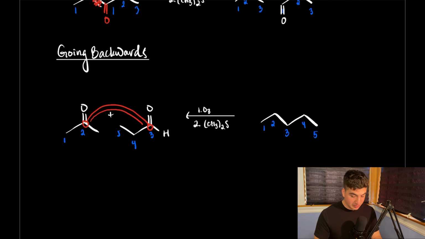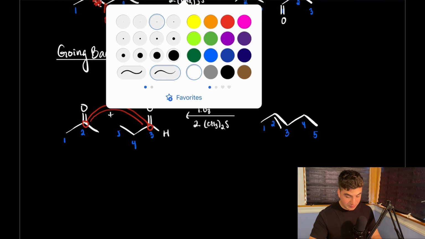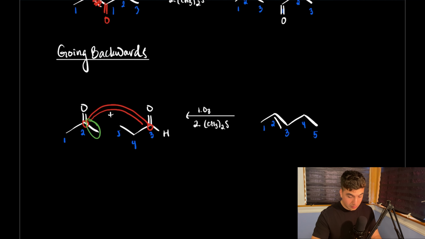Now, between carbons 2 and 3, we have a double bond. And we also don't want to forget about this methyl group here on carbon 2. So just make sure you add that in your product. And that's it. That's how you go backwards.